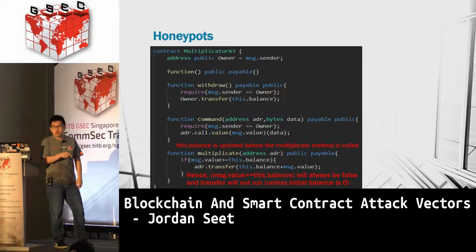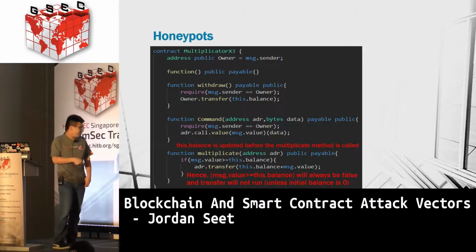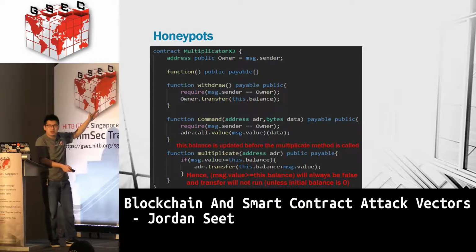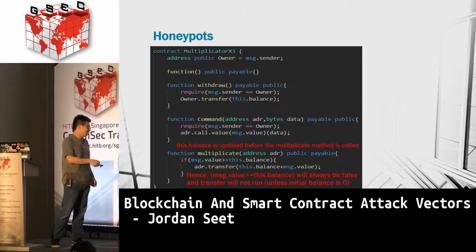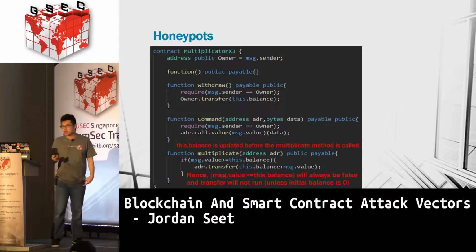If I send $2 to a contract that has $1, the state will be updated, so this will be $3. This will be $3. So $2 will not be more than or equal to $3, and therefore it will always fail. And people have been scammed this way. So this is a honeypot. It looks very nice initially. People cannot see the fault and they try, but in the end they get burnt because they didn't do their proper due diligence or they didn't catch this.